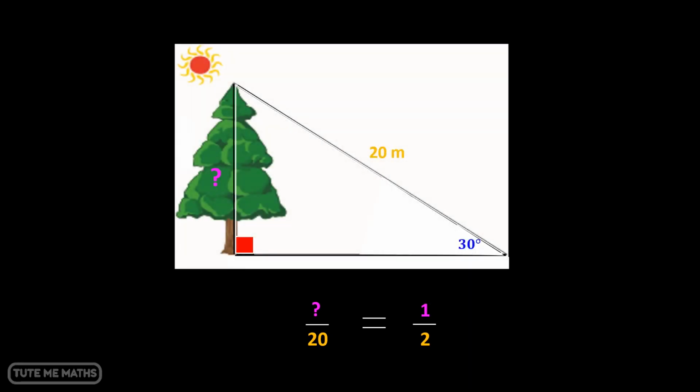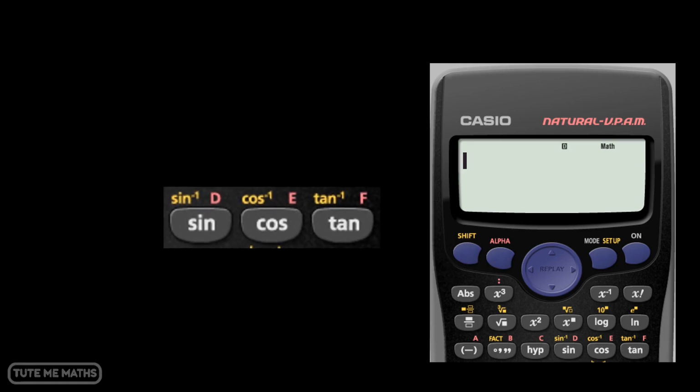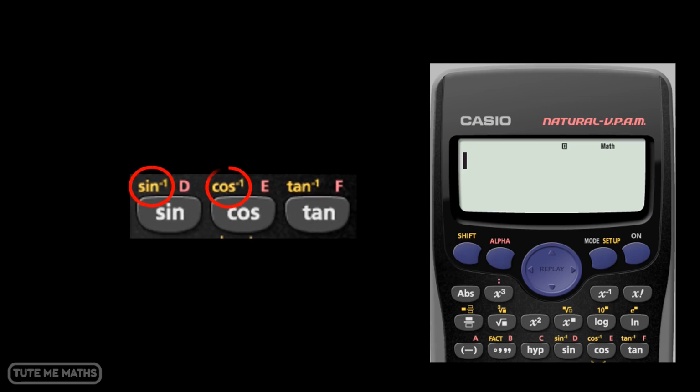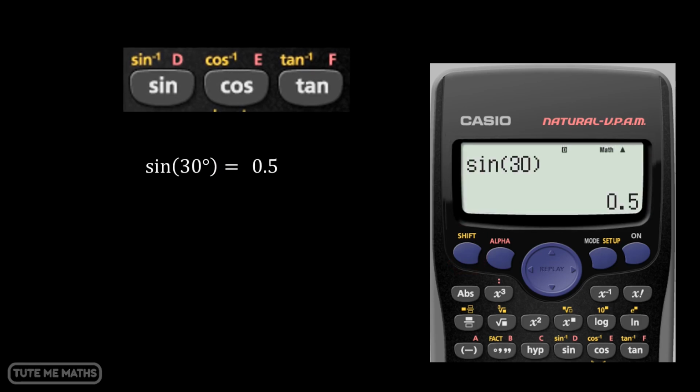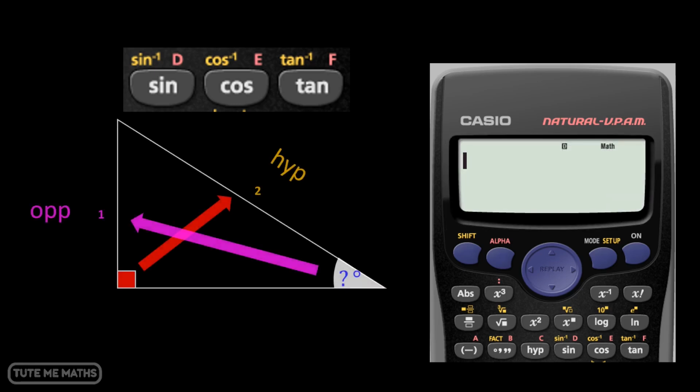But let's round this video off by looking at the second function on these keys, the functions written in yellow, and thus needing the Shift key to access them. You will learn more about them in the fourth video, but for now, it's useful to know that these functions tell us which angle a particular ratio must have come from.